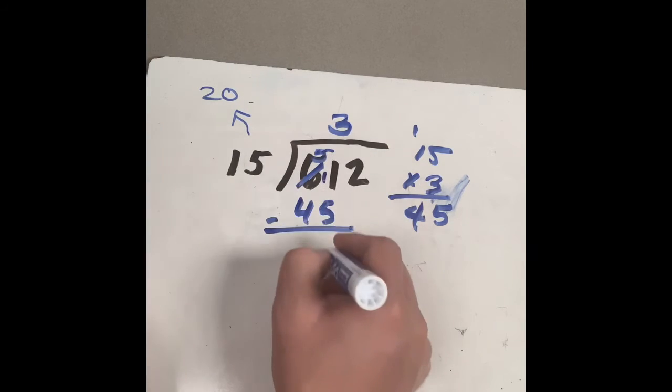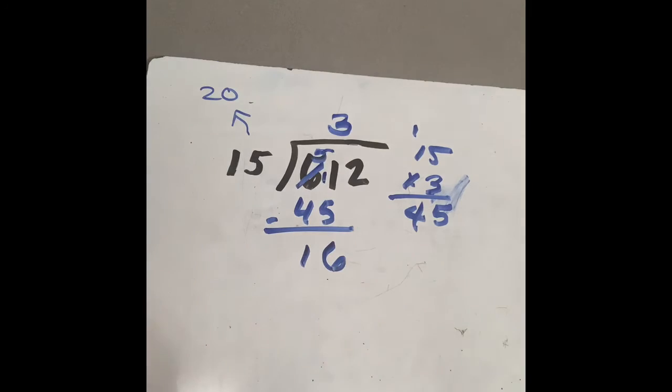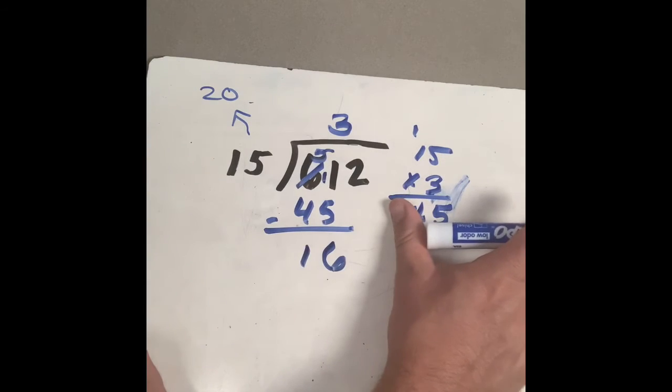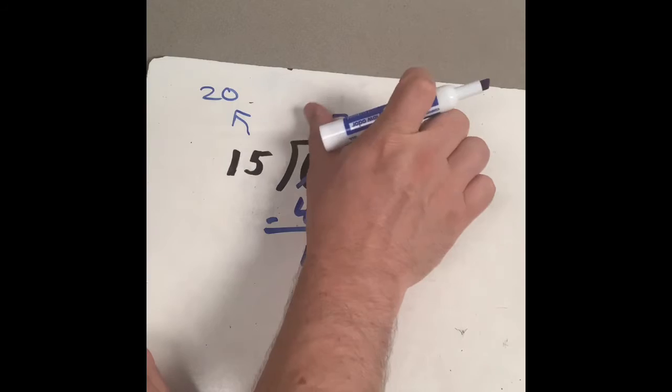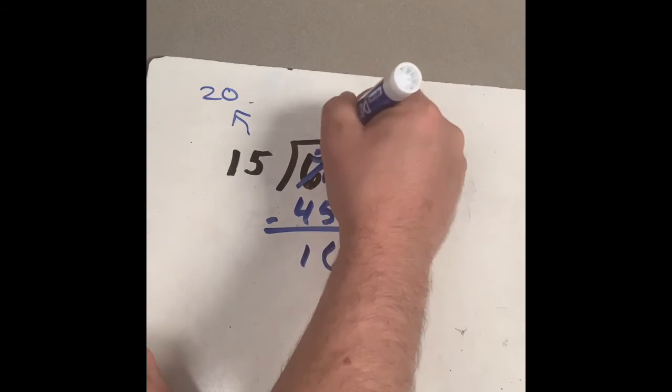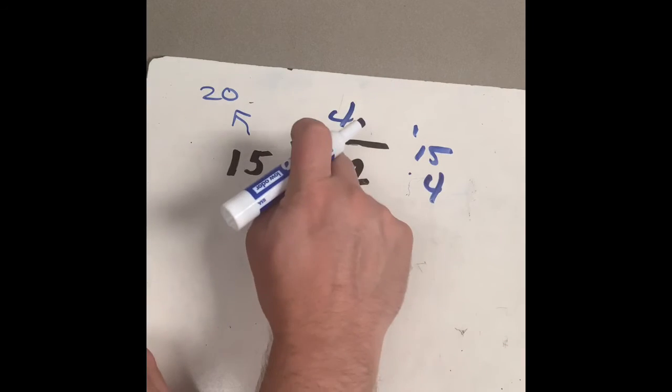This will be a 1. This is actually going to be 6 and 1. This is actually 61. That means my number was too small. Even though I estimated, it wasn't a great estimation because I ended up being a little bit low. So let's try 4 here. 15 times 4.